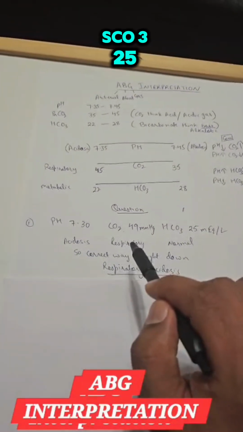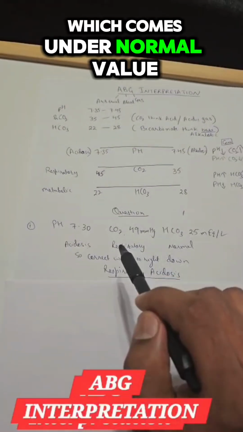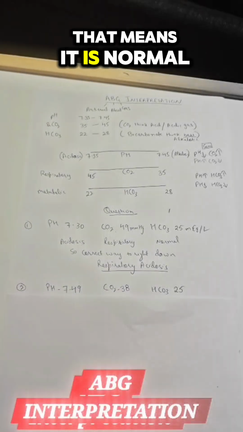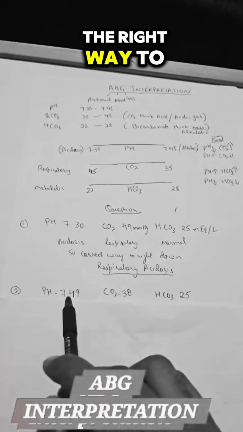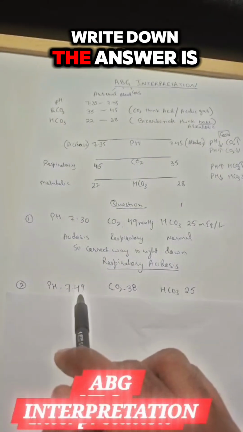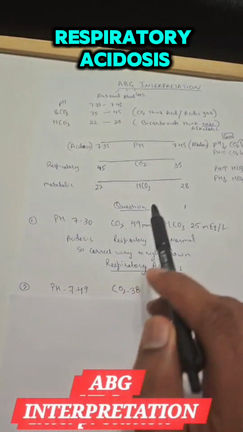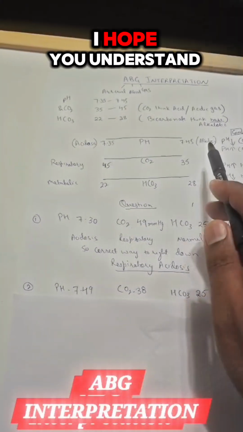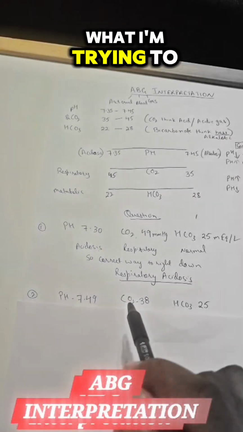HCO3 is 25, which comes under normal value, that means it is normal. So the right way to write down the answer is respiratory acidosis. I hope you understand what I'm trying to say.